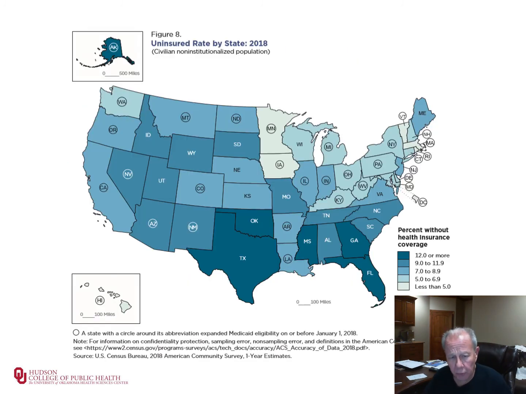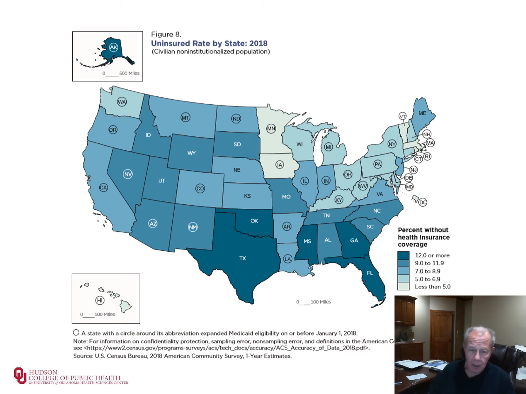So this map shows uninsurance rates. The state with the highest rate of uninsurance in the country is Texas, followed closely by Oklahoma. Nearly 15% of Oklahoma's population has no health insurance. I've mentioned before that somewhere around 140,000 people just in Oklahoma County do not have health insurance. So we have large populations of patients who are uninsured and rely on the safety net and emergency department for most of their care.